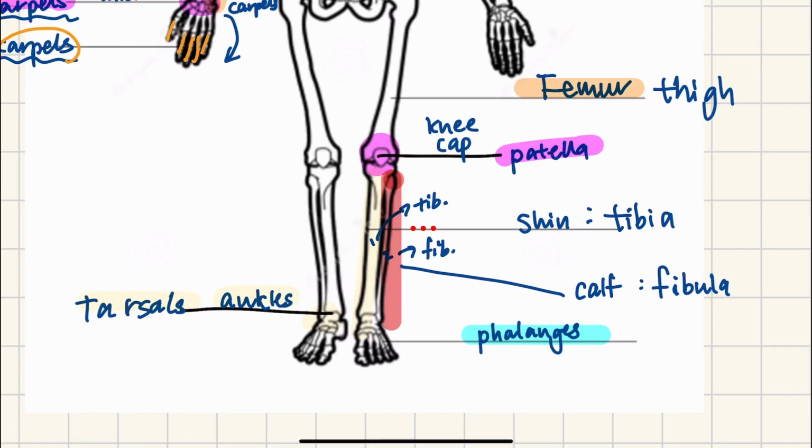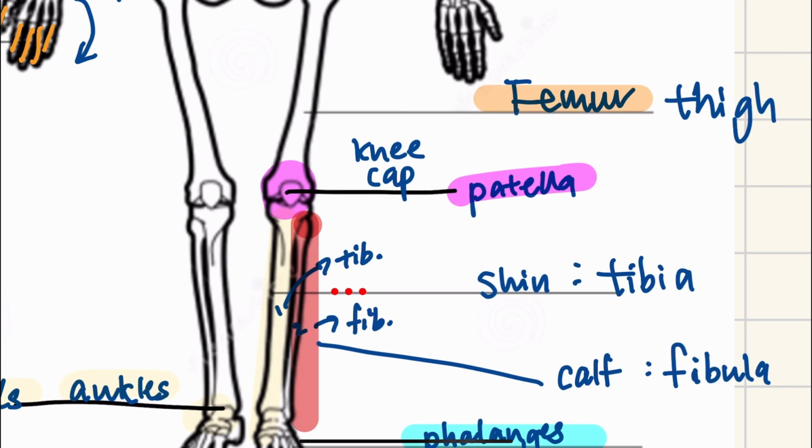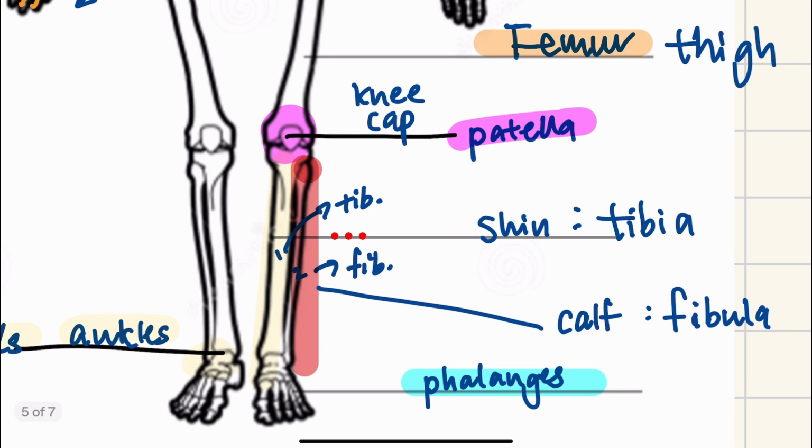Over here is the thigh bone, which is called the femur. Here's the kneecap, and it would be called the patella. The lower leg is made up of two bones, just like the forearm. However, it's made up of two separate names.